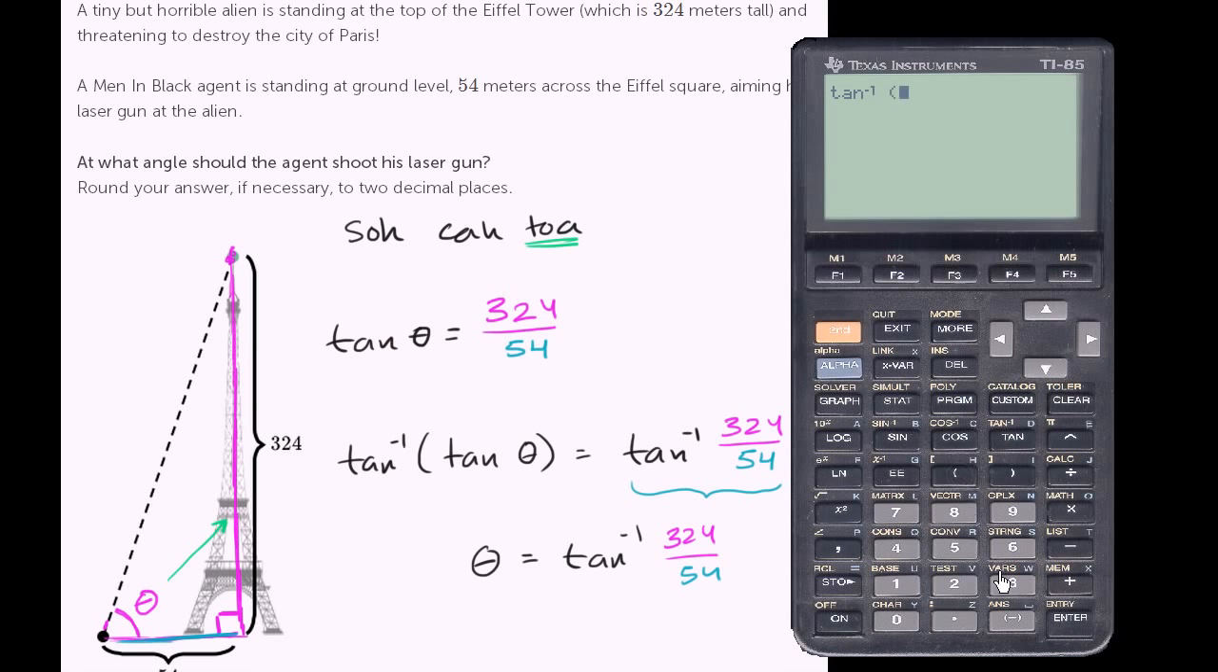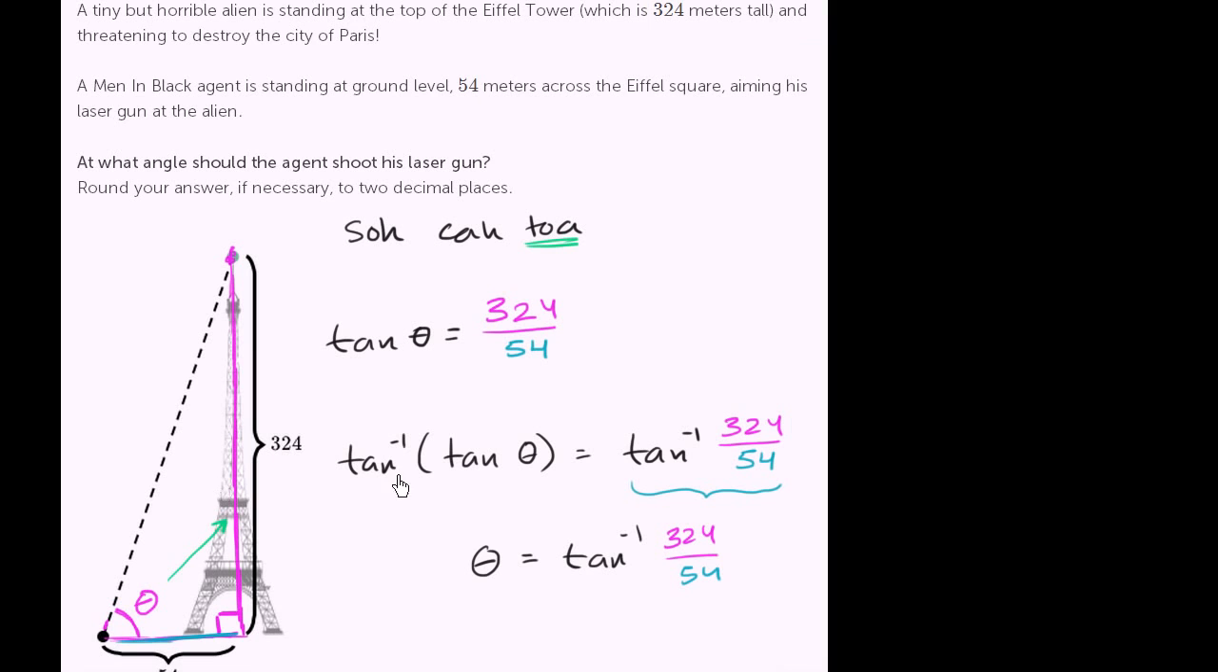Inverse tangent of 324 divided by 54 is going to be 80, and they told us to round to 2 decimal places, 80.54 degrees. So theta is equal to 80.54 degrees. That's the angle at which you should shoot the gun to help defeat this horrible alien.